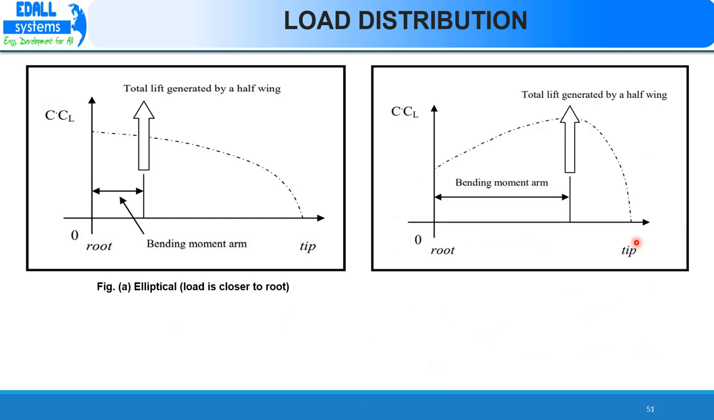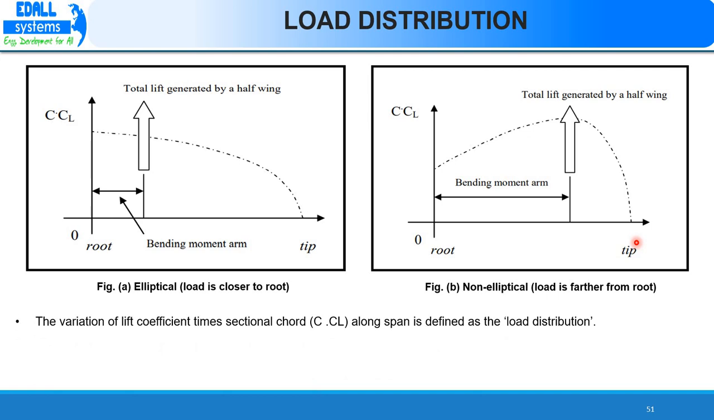Next is load distribution. The product of lift distribution times sectional chord, that is c dot CL, along the wingspan is referred to as load distribution. The bending moment at the wing root is a function of load distribution. If the load is concentrated near the root, the bending moment is less. The elliptical load distribution is close to the wing root. This leads to lower bending moment at the wing root, as shown in figure A.